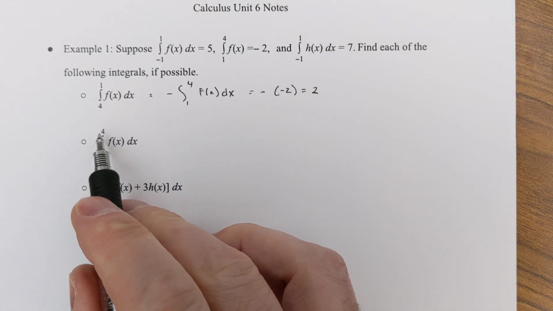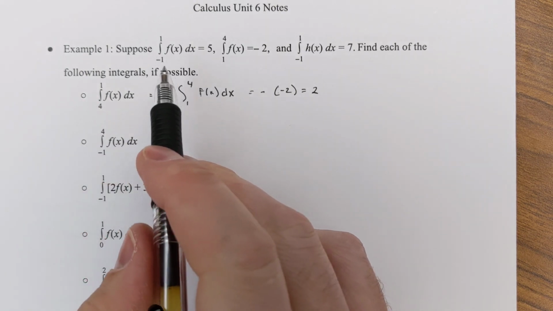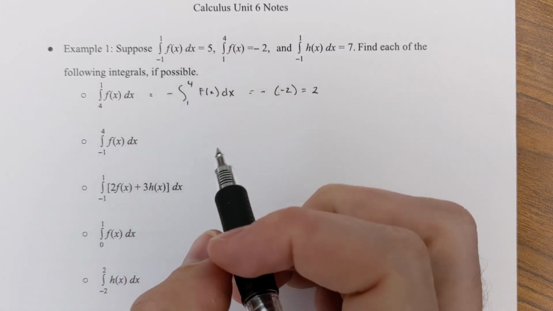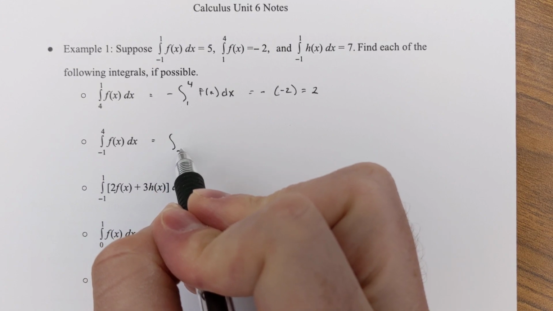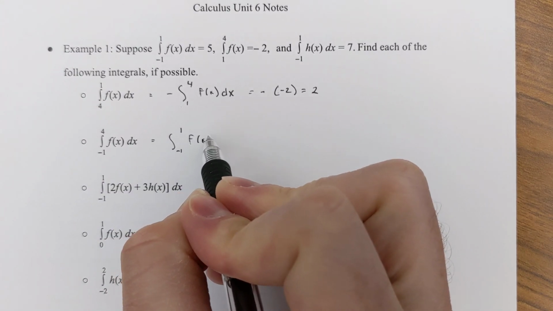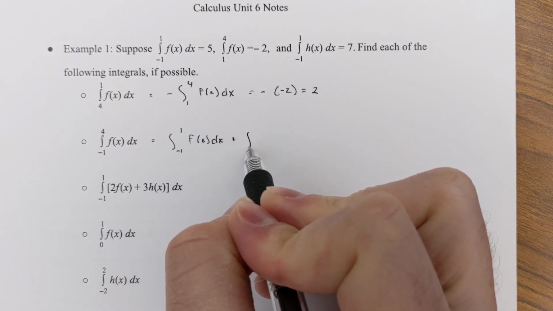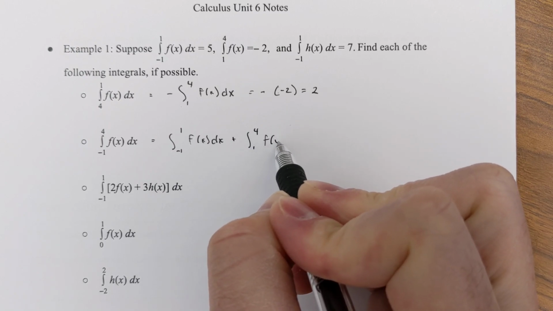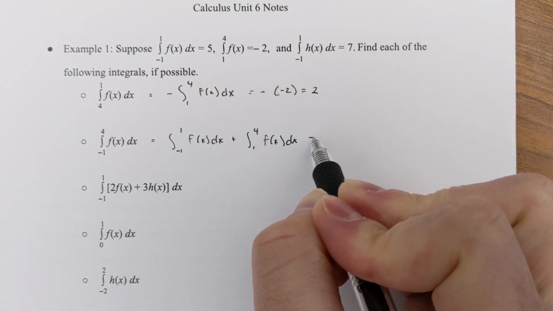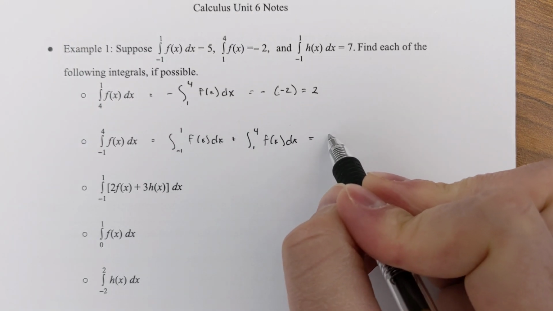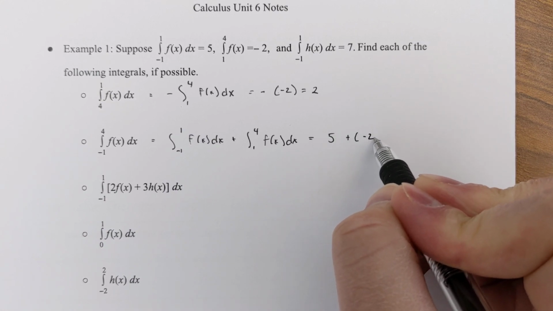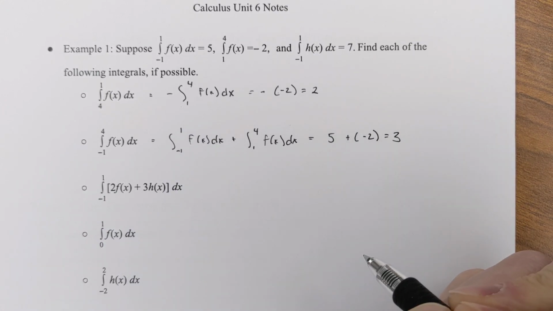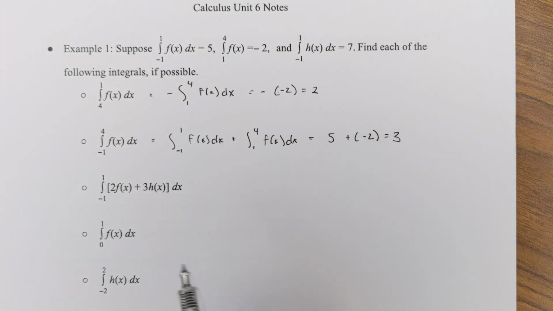So here from -1 to 4, well, I don't know -1 to 4. I know -1 to 1 and 1 to 4, so this is the same thing as from -1 to 1 plus from 1 to 4. Well, from -1 to 1 is 5, from 1 to 4 is -2, so the whole thing is -3.